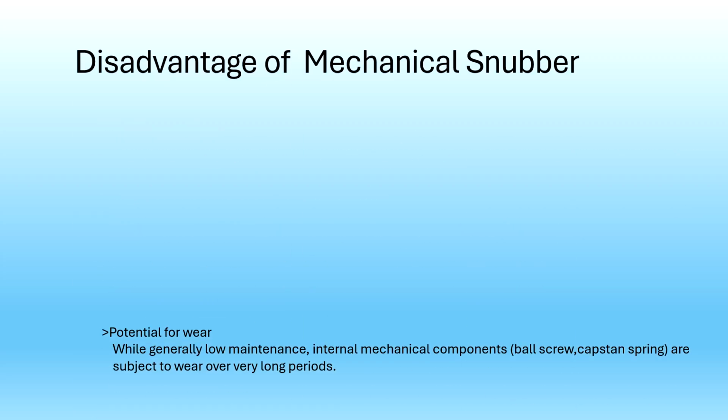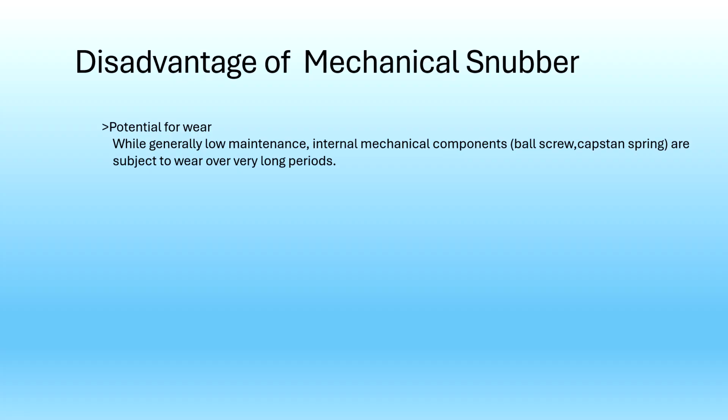Now what are the disadvantages of mechanical snubbers? Potential for wear. While generally low maintenance, internal mechanical components, the ball screw and capstan spring, are subject to wear over a very long period. So this is generally because of wear and tear. There are chances of the components installed in the mechanism getting worn.